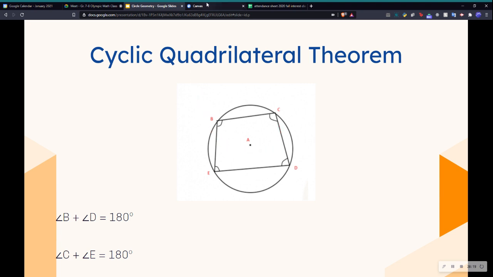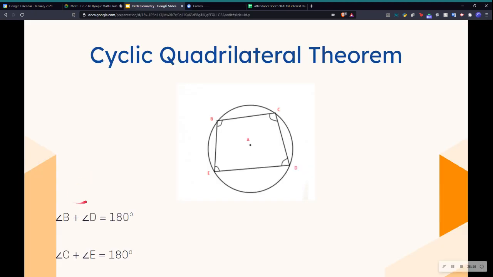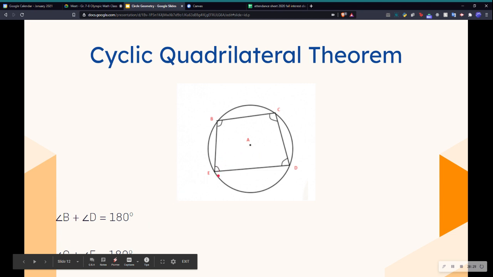Okay? I shall also show you guys the proof. Any questions about this theorem though? Do you guys understand the basic concept?